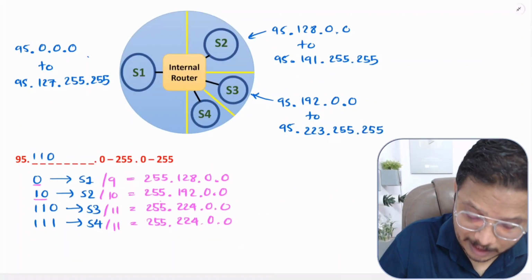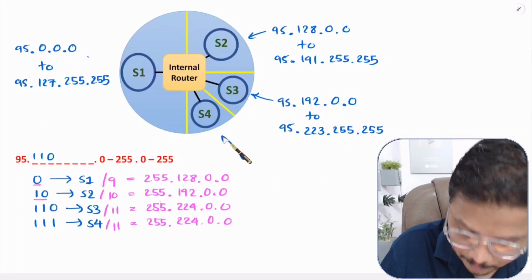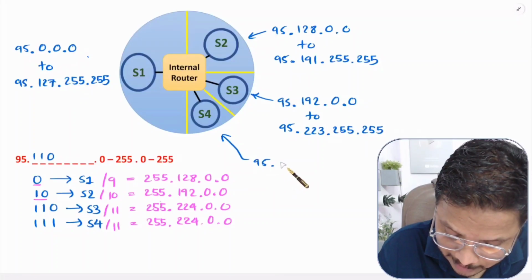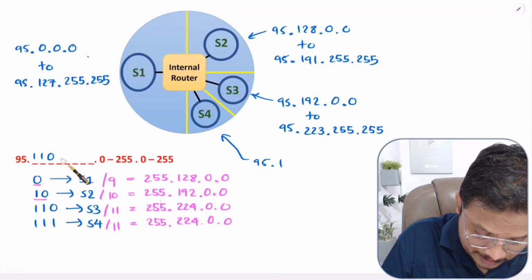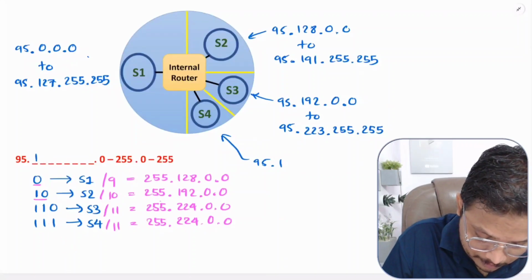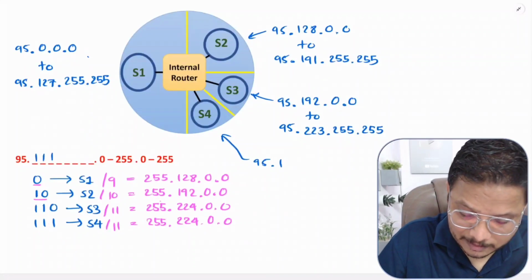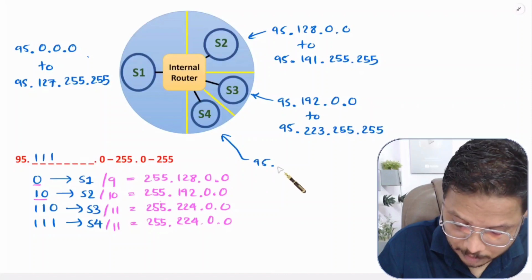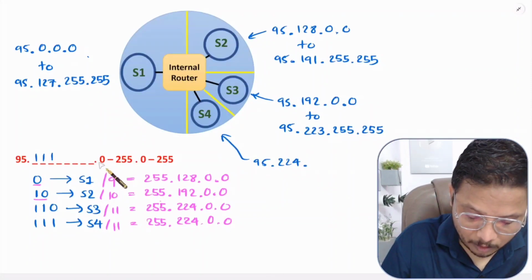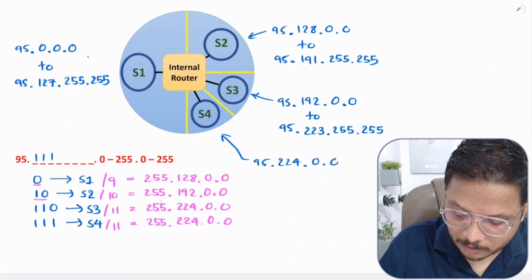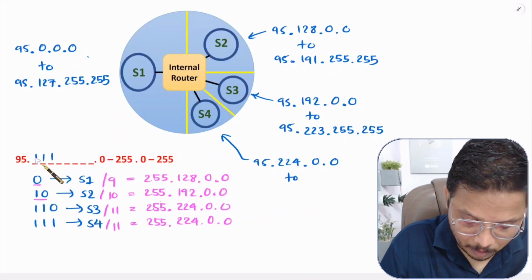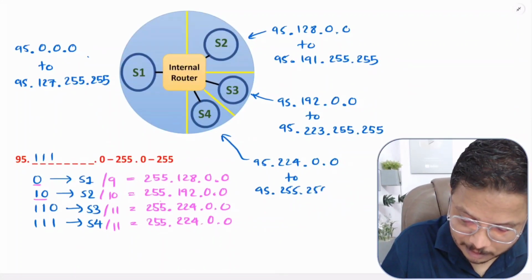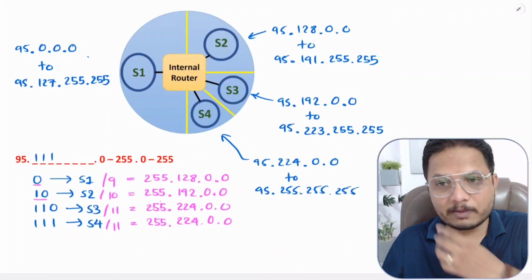Right. Now with S4, what will be the lowest network ID? So 95 dot. You see with S4, this will be 111 over here. So 111 means 192 plus 32. So that will be 224. And then all zeros will be there, means dot 0, and it will range up to all ones over here. So 95.255.255.255. See, this is how it will range.